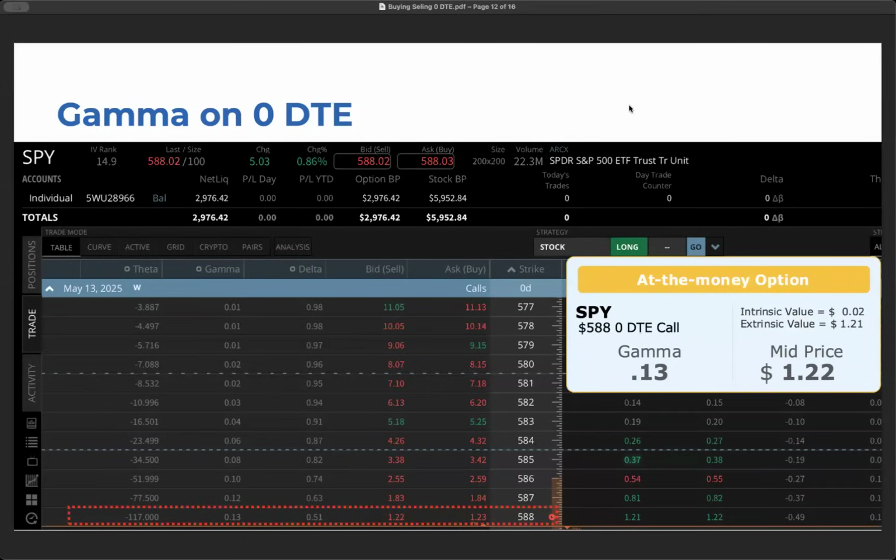Because if I get this huge acceleration in time decay by selling shorter dated options, I'm taking on 12 times the amount of risk than if I were to sell a 30-day option. Is that worth it? Is the acceleration in time decay worth 12 times the added risk that I'm taking by selling on 0 days to expiration versus 30 days to expiration?